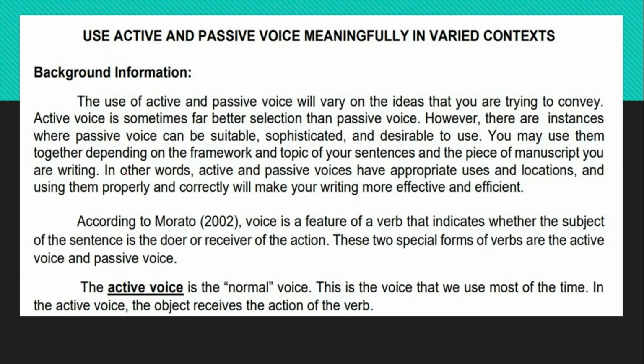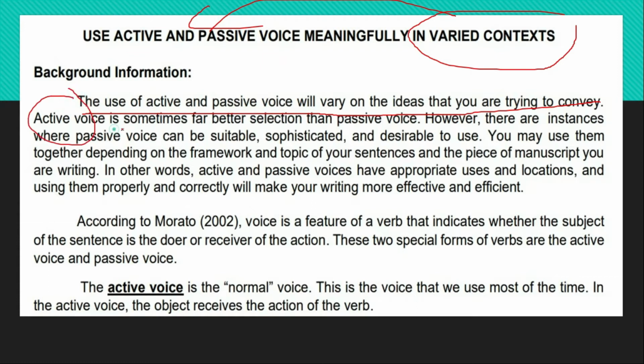Use active and passive voice meaningfully in varied contexts. So we will have different situations wherein we have to apply the active and passive voice. Now it says here, the use of active and passive voice will vary on the ideas that you are trying to convey. So the use of the active and passive voice depends on the meaning we want to convey in our sentences.